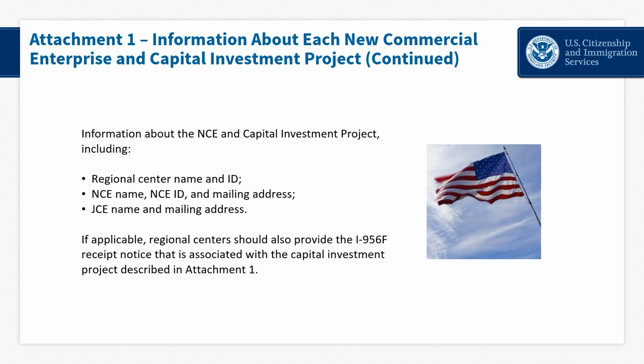If a Form I-956F has been filed for the capital investment project, this information should be the same information provided on the I-956F, and the Regional Center should also provide the I-956F receipt number associated with the capital investment project being described. If any information about these entities changed since the filing of the Form I-956F or a Form I-956F amendment, please use Part 8, Additional Information, to describe the changes.